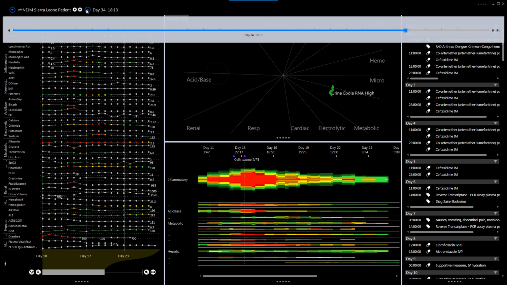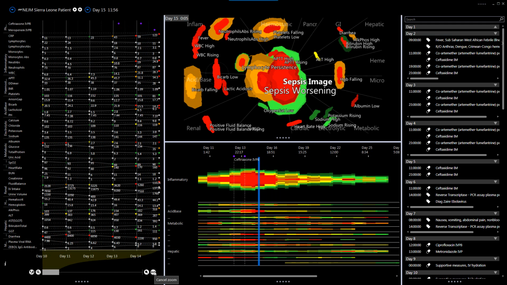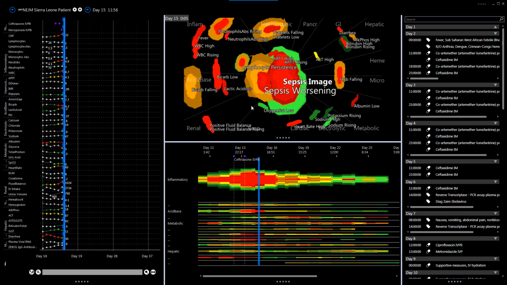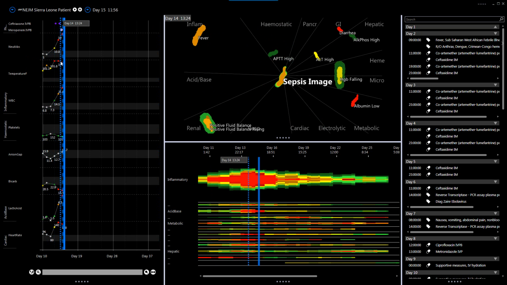If I move the timeline to around the point where we were concerned about sepsis worsening, right in this area, you see the patient has sepsis worsening at this point. Now I can click on this. This sepsis worsening actually comprises a distortion of the matrix. And you can see right here that distortion of the matrix is identified right at this timeline.